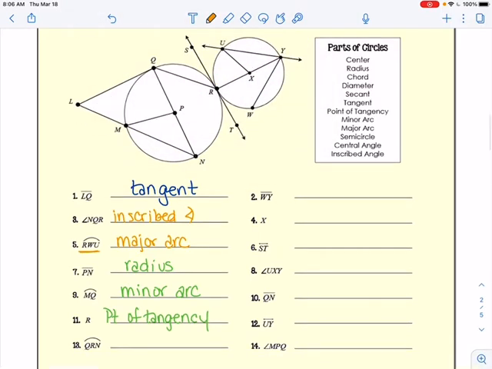Okay, and now I have for 13, I have arc QRN. So again, we're going to go in that order, arc QRN. Okay, is that arc right there. And we just have to be careful here. That's technically not a major or a minor arc. Why? Because it's exactly half the circle. So that's going to be your semicircle.